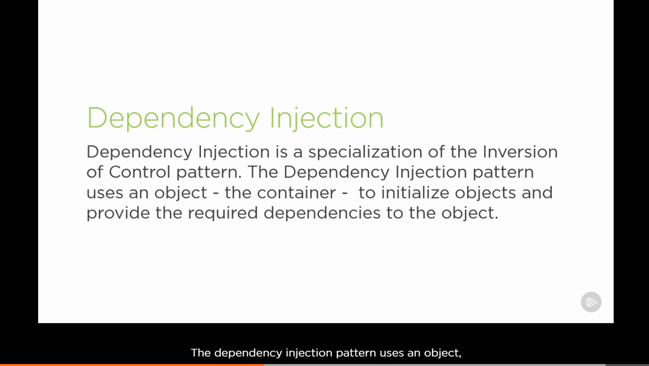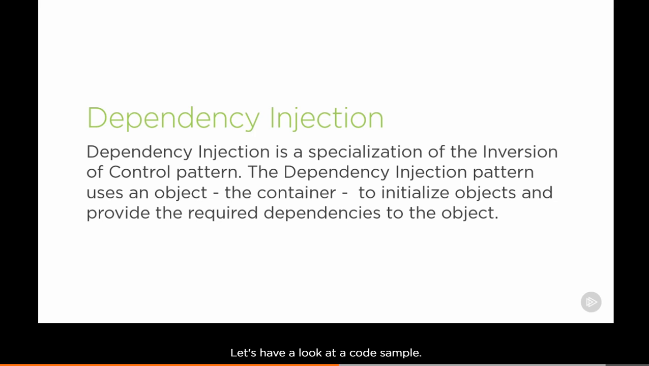The dependency injection pattern uses an object, the container, to initialize objects and provide the required dependencies to the object. We've talked about that container before. You register services with the container, and the container is responsible for providing an instance of it to the class that needs that instance. It manages the lifetime of the dependency.